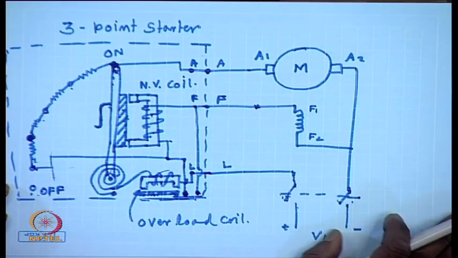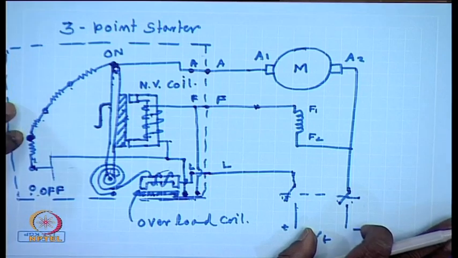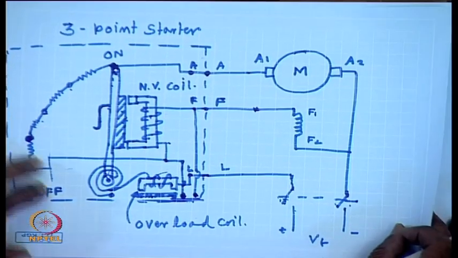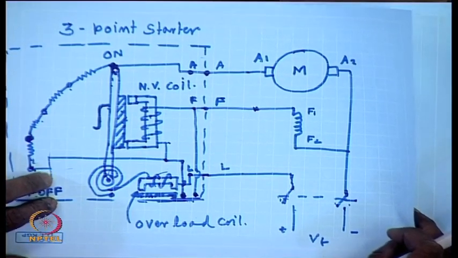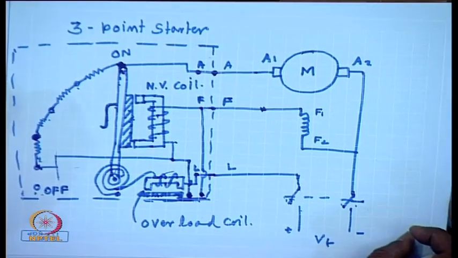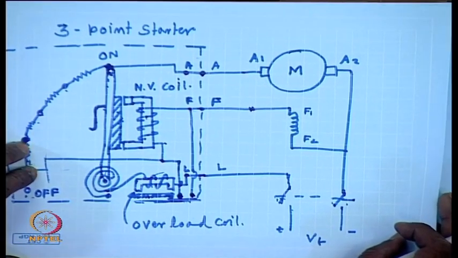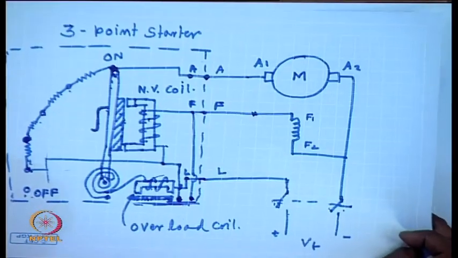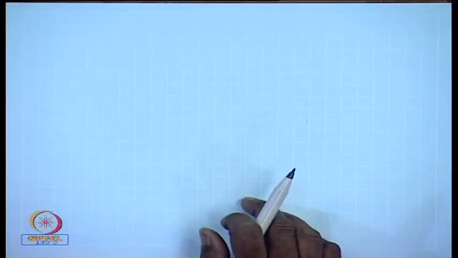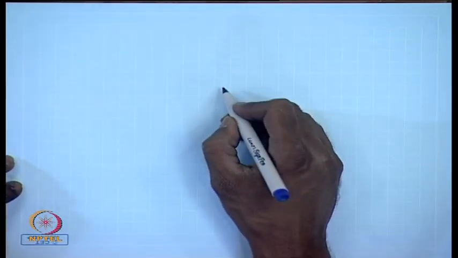turns off. So, this commercial 3-point starter provides step resistance starting and also protection against accidental opening of the field winding as well as over voltage and over current in the machine. However, this is a manual starter. These days most of the semi automatic or automatic starters are based on relay contactor principle, which can be schematically represented like this.